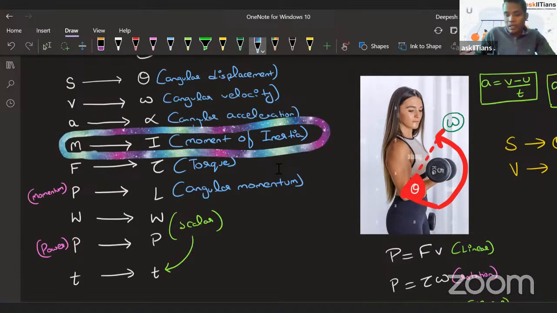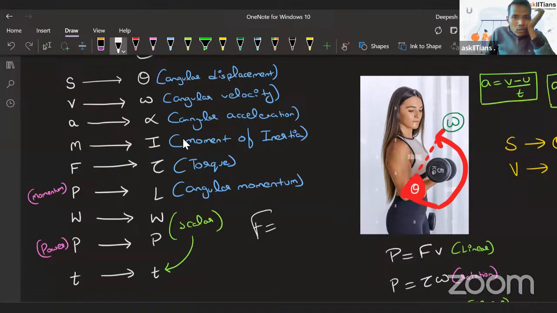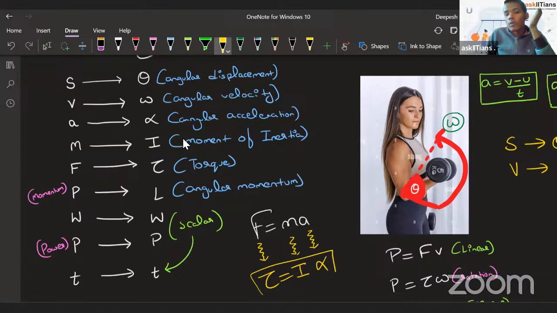What does that actually mean? Imagine it in this manner. We all know the formula force is equal to mass times acceleration. Now the rotational version of force is torque. The rotational version of mass is what? Moment of inertia. And the rotational version of acceleration is what? Angular acceleration. So this is a new formula for torque in relationship with moment of inertia.